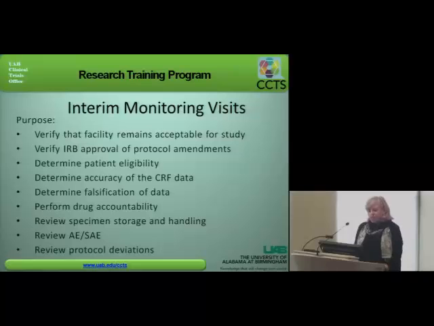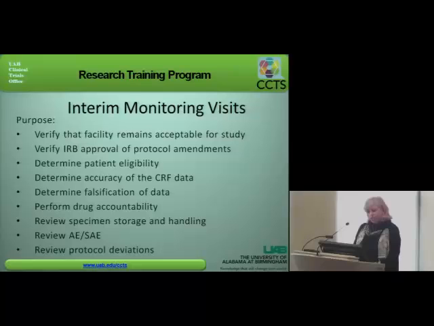And they need to determine if there's been any falsification of data. They want to perform drug accountability and make sure that the patient is being compliant and taking study drug, or they're following the directions with their device or whatever the IP is. They want to review specimen storage and handling. If a lab manual says that you're supposed to let something clot for 30 minutes and then process it and immediately get it to the freezer, there needs to be a paper trail showing that that's actually what happened, because if you don't do it this way, it really can affect the results of the labs.